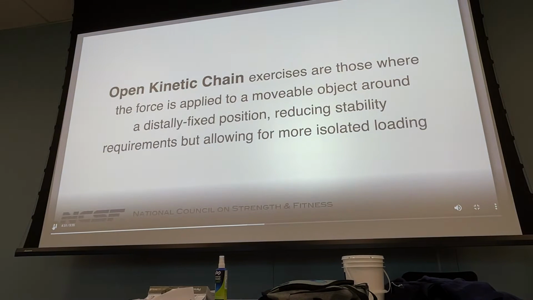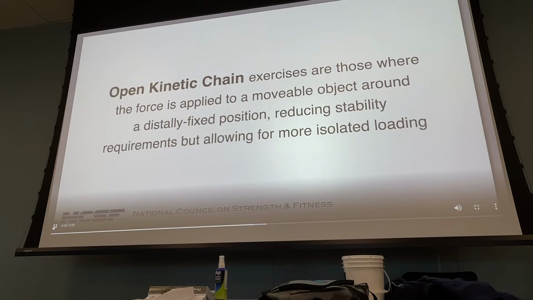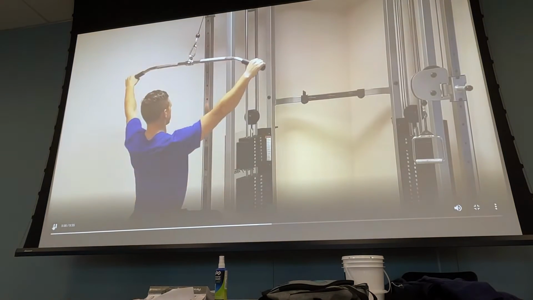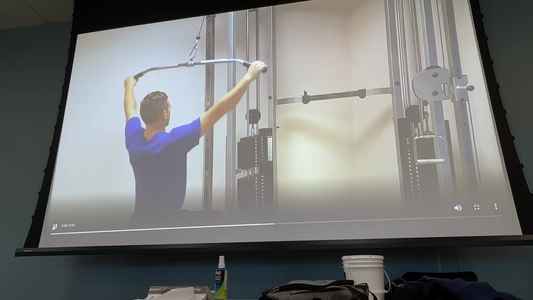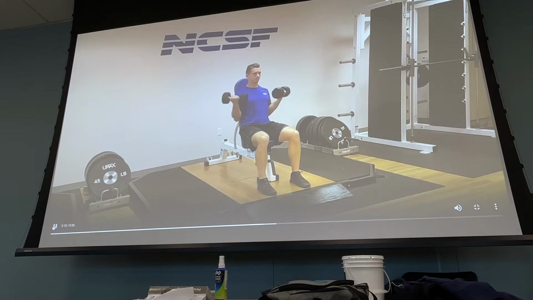Open kinetic chain exercises are those where the force is applied to a movable object around a distally fixed position, reducing stability requirements, but allowing for more isolated loading. Now the object moves around the body. Examples include cable lat pull-downs, bench press, leg curl, and seated bicep curls.